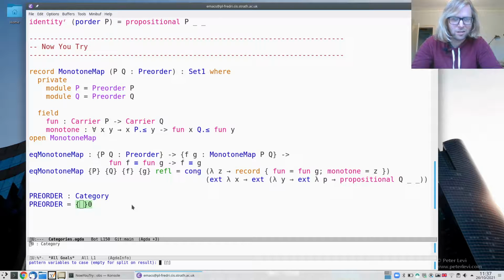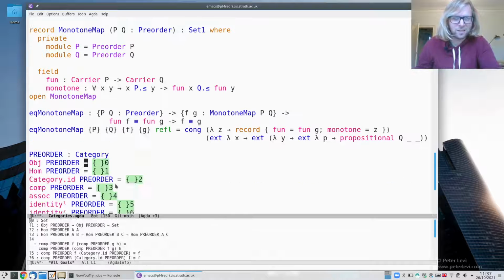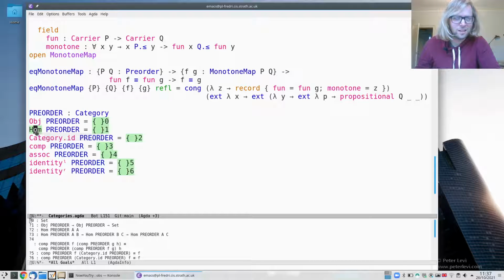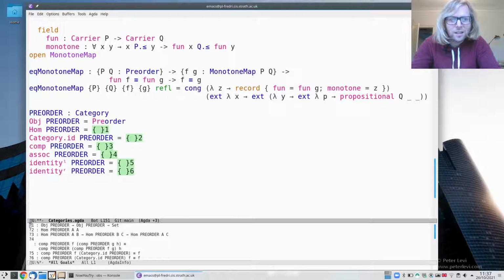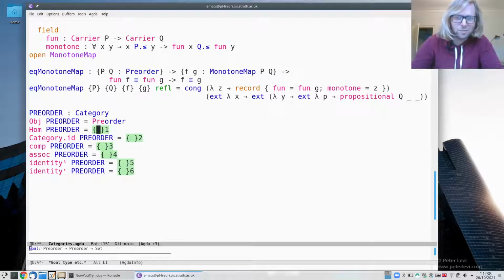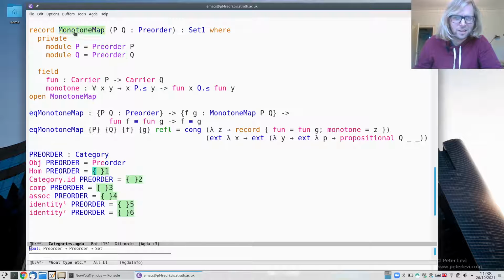So I'm going to split on the result, and then I have to say what the objects, the homomorphisms, and the identity, composition, and the laws are for this category. For the objects, I have to give a set, and I want it to be the set of preorders that are defined above. I think it's with the lowercase o. And I also said that I wanted the morphisms to be exactly the monotone maps.